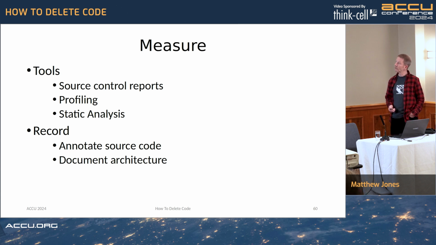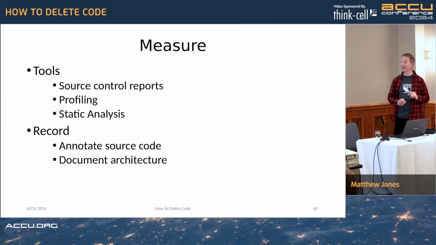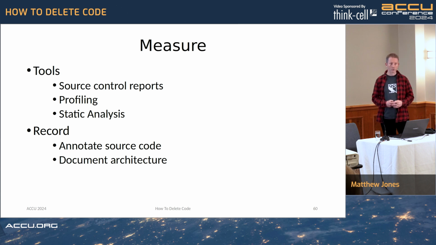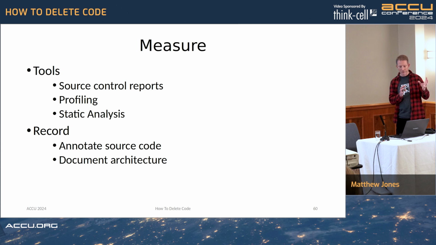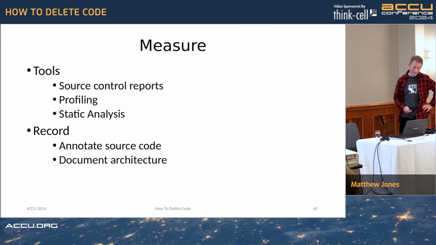So when you're measuring things, make sure you record the results, not in your logbook or anything, but annotate the source code. Like, I think this function is dead, in a comment. Maybe outside of the source code, you want to record some slightly higher level ideas. So document the architecture that you're discovering, particularly if you find there's a whole area of code that seems to be dormant, because then you can talk about that documentation with other people and learn a bit more about it.